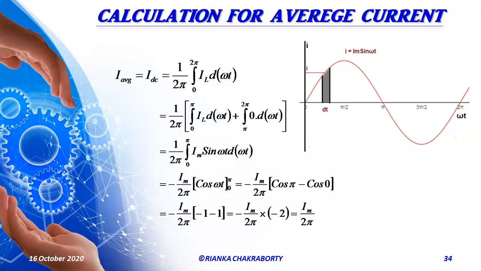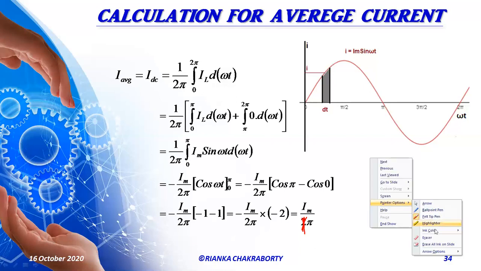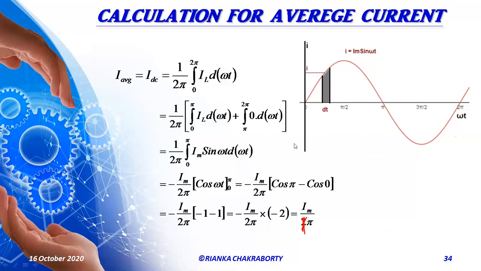Sorry, this one will be Im by pi, not Im by 2. This one will be Im by pi. Okay, it's a mistake. The half wave DC voltage for the half wave rectifier is equal to Im by pi.